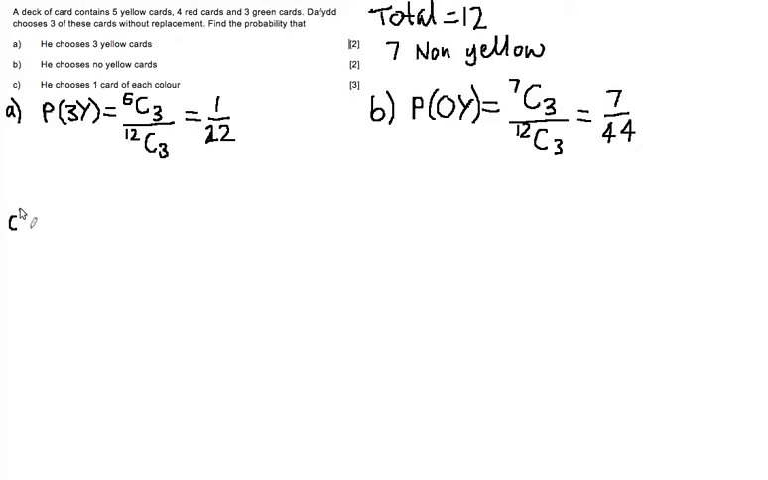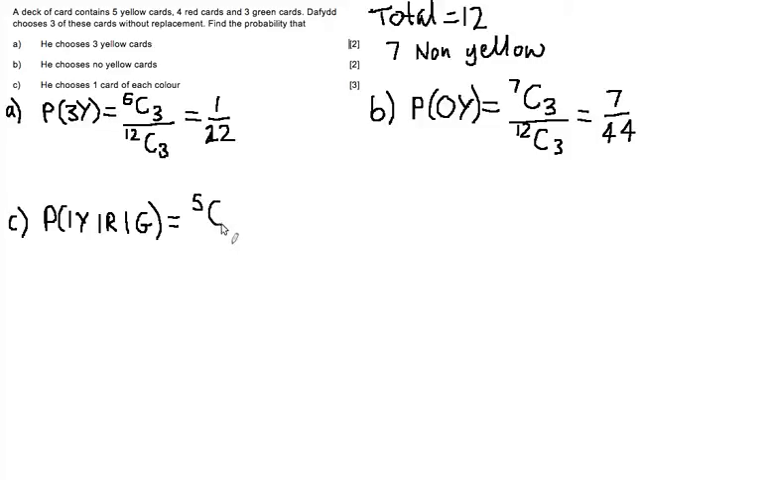Okay, so then part C. Part C asks us to calculate the probability that it chooses 1 of each colour. So we're going to ask to do the probability of 1 yellow, 1 red, and 1 green. Now notice that I'm using the word and there, so it's 1 yellow and 1 red and 1 green.